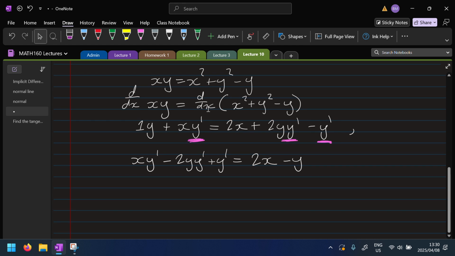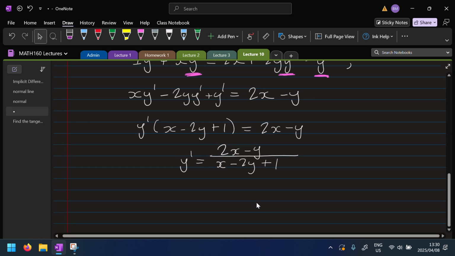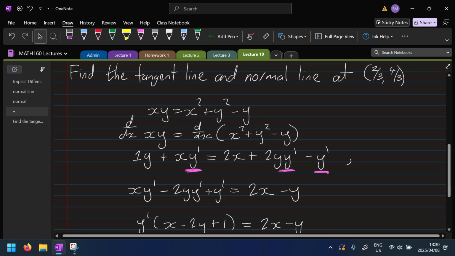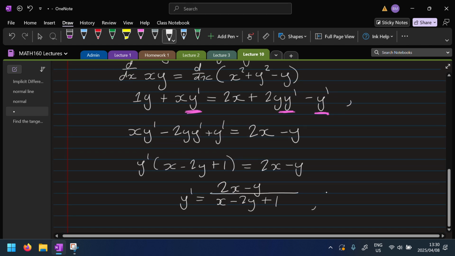Here on the left, we can factor out the y prime, so y prime times (x minus 2y plus 1), with the 1 left over. And on the other side, 2x minus y. Okay, so we have y prime is equal to (2x minus y) over (x minus 2y plus 1). Okay, so now we can substitute the point. So that will be x is 2/3 and y is 4/3.